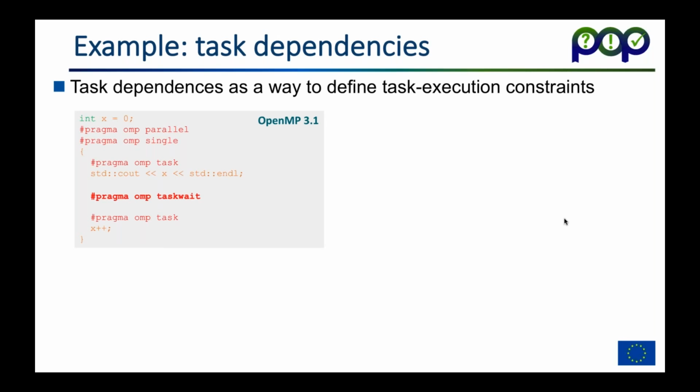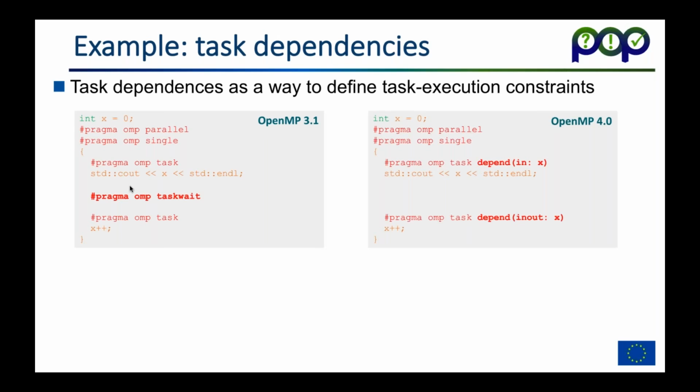So this was the kind of synchronization that we had in OpenMP 3.1. So if we had a task that prints X and then another task that increments or modifies X, if we want to have a synchronization in between the two tasks, we had to specify a taskwait. But the taskwait would also apply to any other tasks created on this level here.